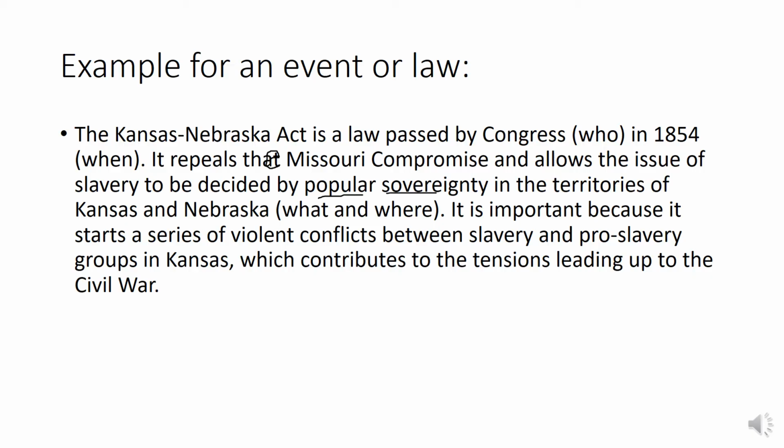This is basically the vote of the people in the territories of Kansas and Nebraska. So it allows the issue of slavery to be decided by popular sovereignty, that's the what, in the territories of Kansas and Nebraska, that is the where. It is important because it starts a series of violent conflicts between anti-slavery and pro-slavery groups in Kansas, which contributes to the tensions leading up to the Civil War. So this is the why it's important. That's an example of a historic ID for an event or a law.